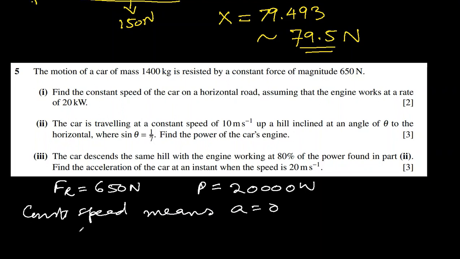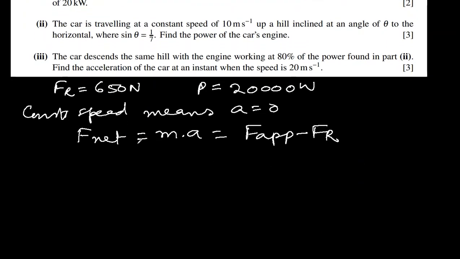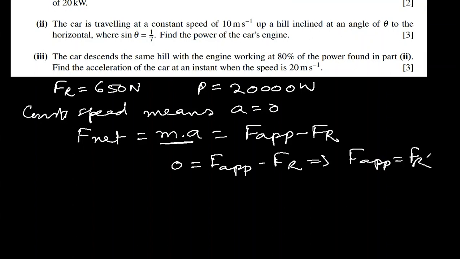acceleration is zero. We know that F net, the net force, is mass times acceleration, which is the difference of applied force minus resistive force. Since acceleration is zero, F net becomes zero. So 0 equals F applied minus resistive force, which results in applied force equal to resistive force. So we don't have to find the applied force because it will be equal to the resistive force, which is given to us. And power is applied force times speed.